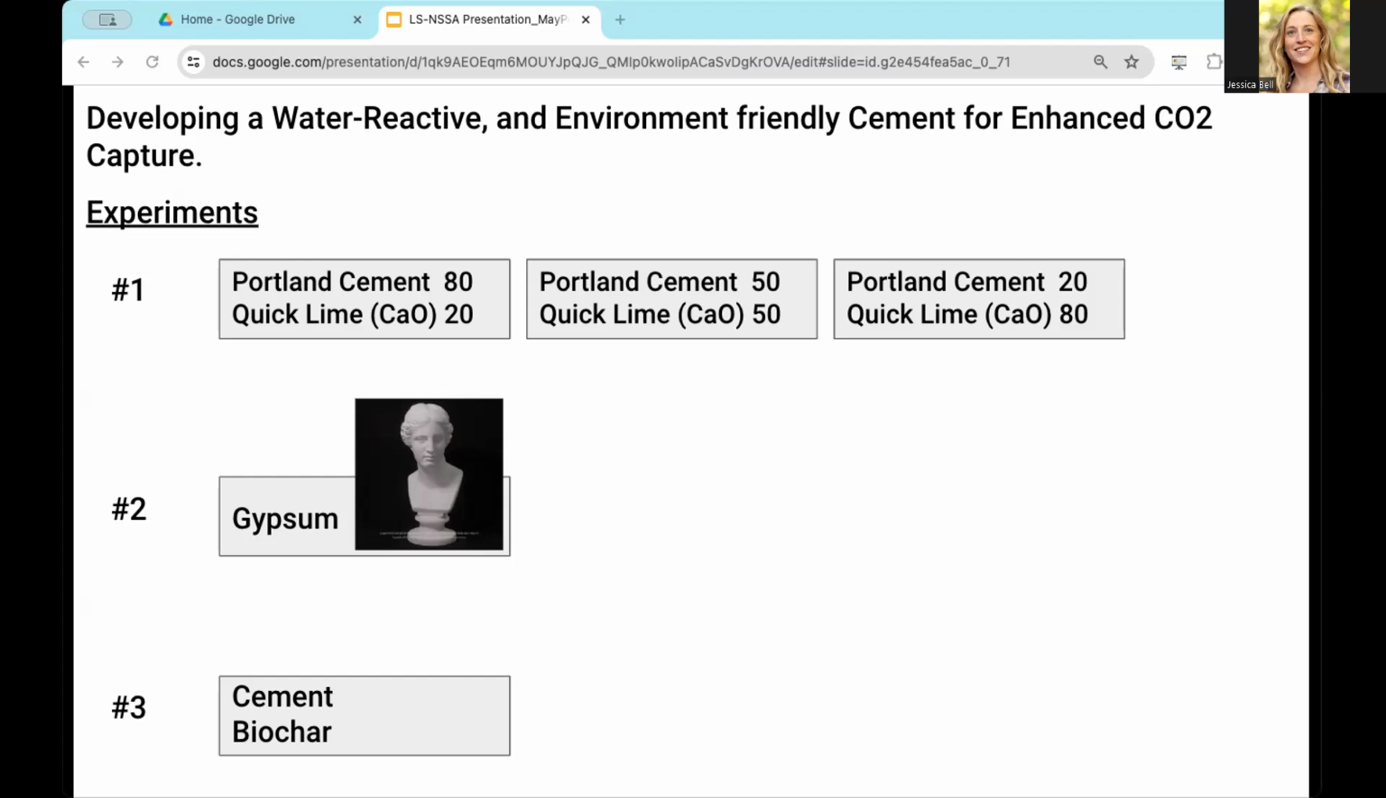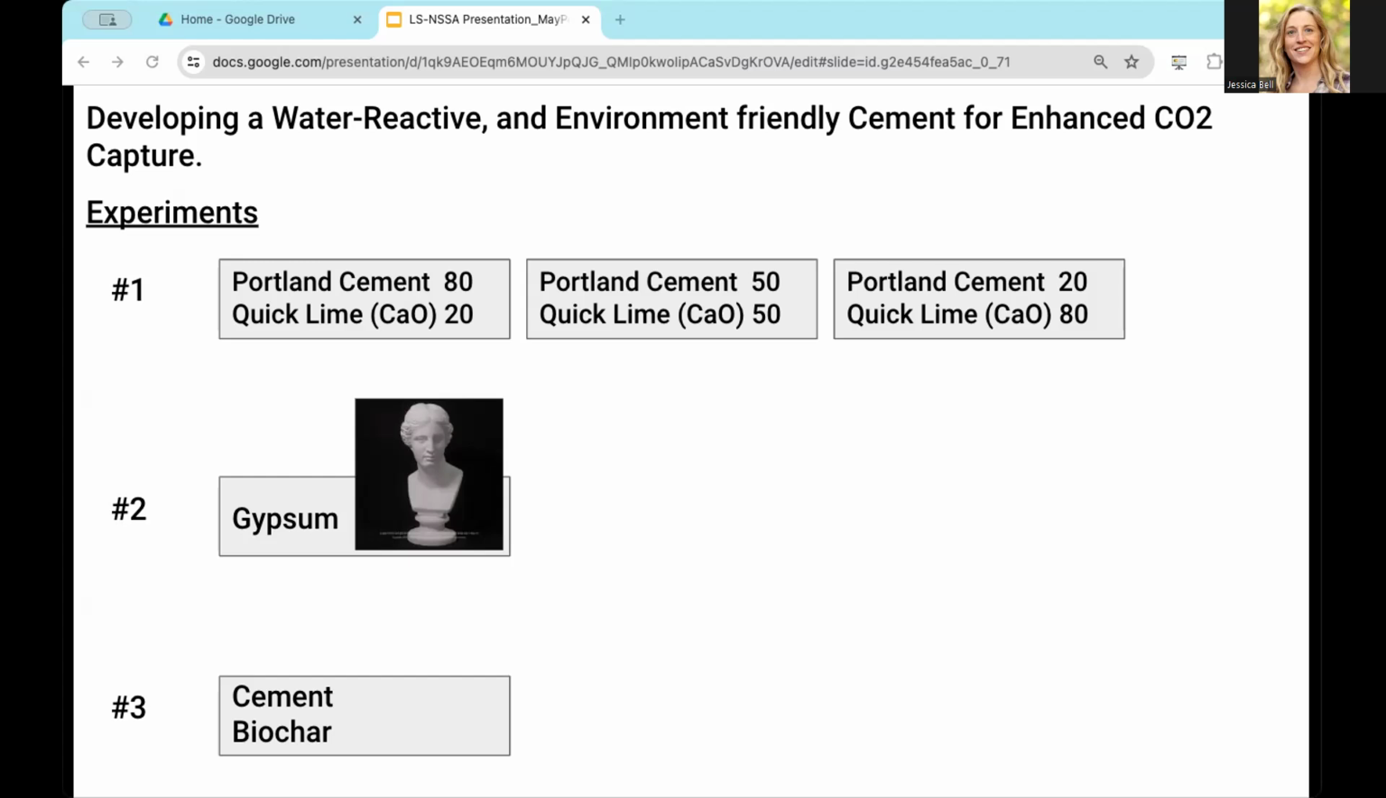So we want to increase the portion of portlandite, which is calcium hydroxide, and the way we'll be doing that is by adding more quicklime into this cement paste. We can vary the ratio between Portland cement and quicklime, and we're going to test 80:20, 50:50, or 20:80, so that we can quantify how fast this deforms if we increase the calcium hydroxide content. And another one will be gypsum.